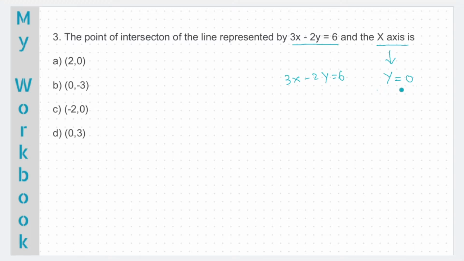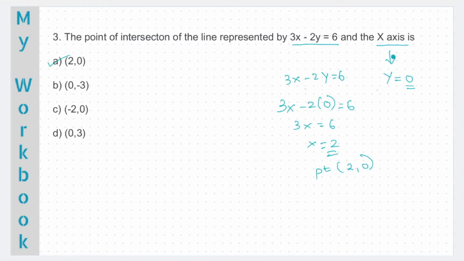Substitute y as 0 in this. 3x minus 2 into 0 equal to 6. 3x is equal to 6. So x is equal to 2. So the point of intersection is going to be x is 2 and y is 0. So the point is 2, 0, which is option A.